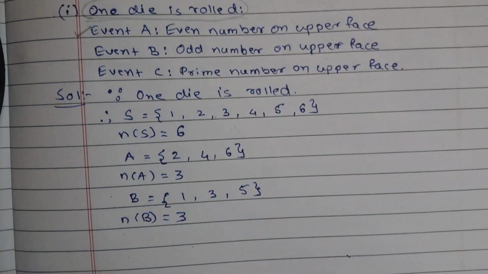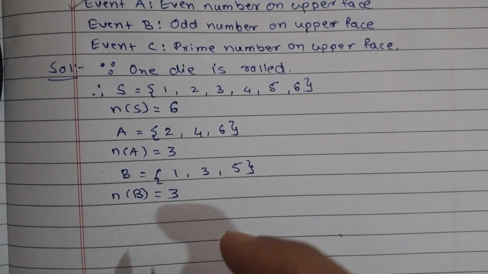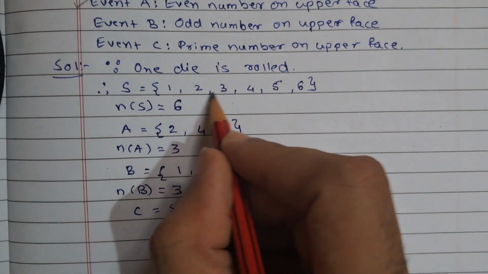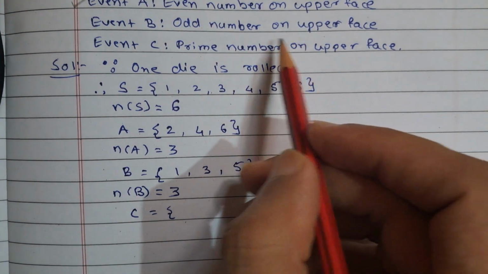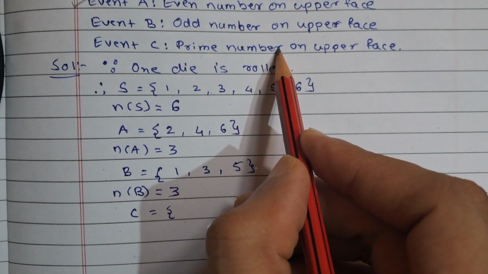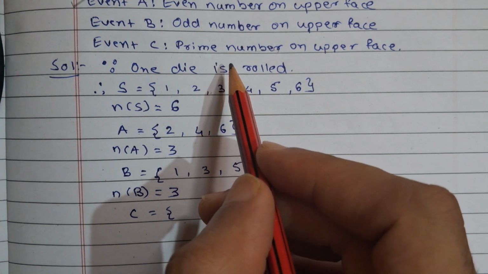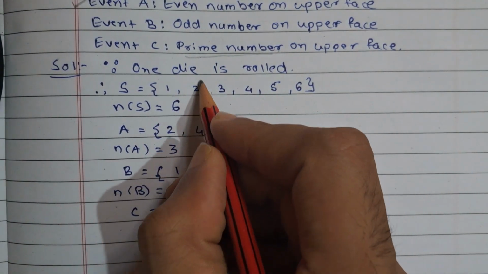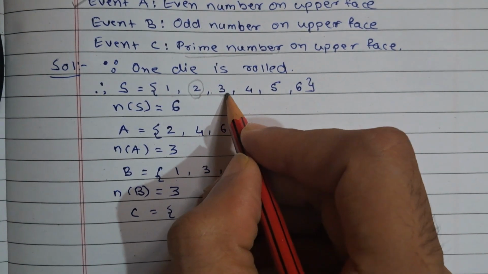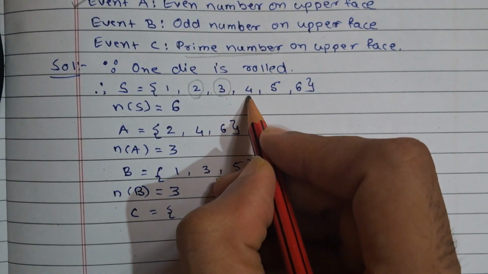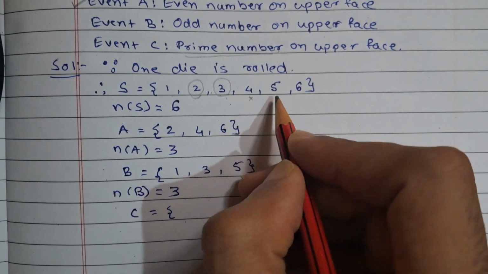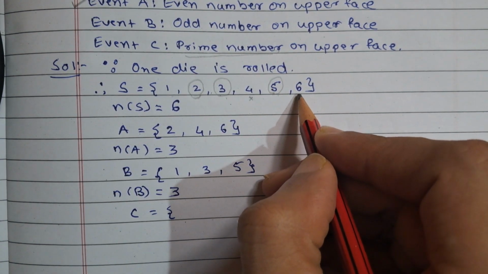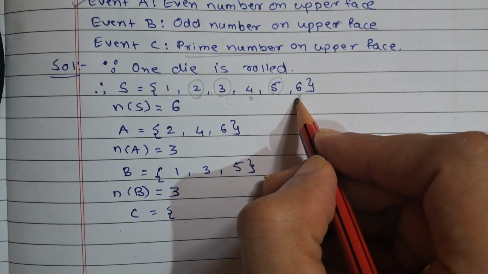What does event C say? Prime number on the upper face. So let me just write C and let me identify the prime numbers out of these. Just a quick recap: what does prime number mean? A prime number is nothing else but a number which is not divisible by any other number, basically a number which goes only in its own table. For example, 2 is a prime number. 3 is a prime number. 4 goes in 2's table, right? So this is not a prime number. 5 is a prime number. 6 goes in other tables, 2's table, 3's table. So this is not a prime number.